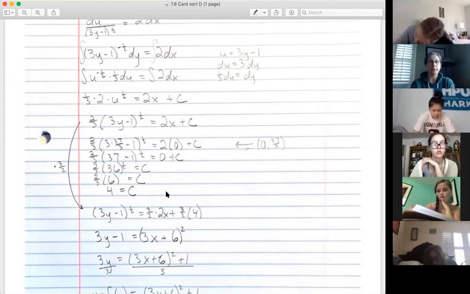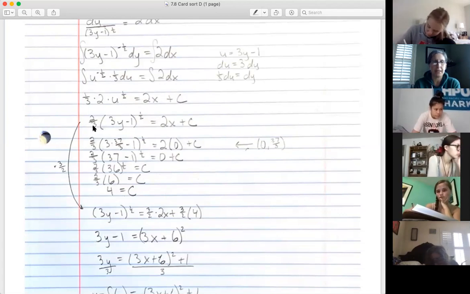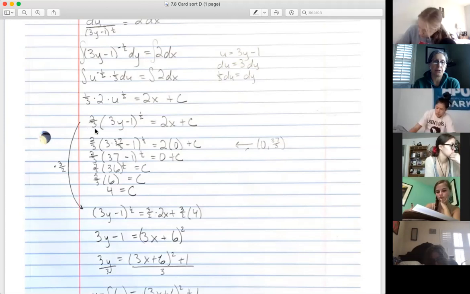And then kind of like on the last one, because I had a fraction here, I didn't like working with that fraction, so I just multiplied everything by the reciprocal of that. So I multiplied everything by a 3/2 because then that canceled out the 2/3 here. And then the 3/2 times the 2, you can see I even wrote that there, gives me the 3. And then the 3/2 times my c, which is now a 4.